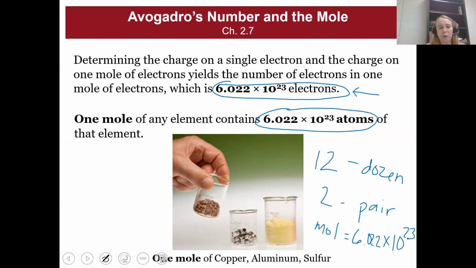And here we can see a mole of copper, a mole of aluminum, and a mole of sulfur. And they look like different amounts, but they have the same number of atoms. The key is that some atoms weigh more and some weigh less, and some are bigger and some are smaller. So that's why they don't look the same, but they have the same number of atoms, I promise.